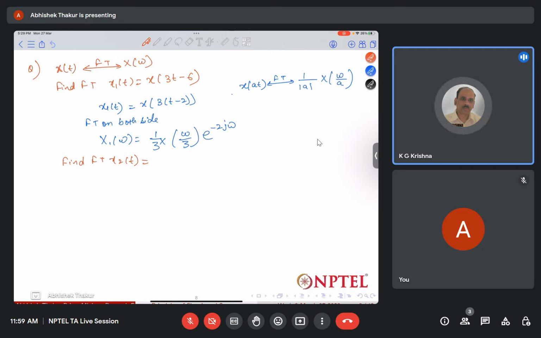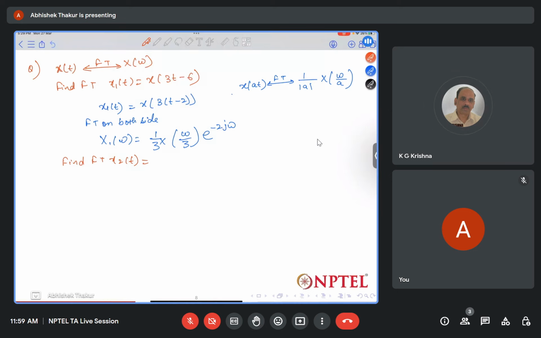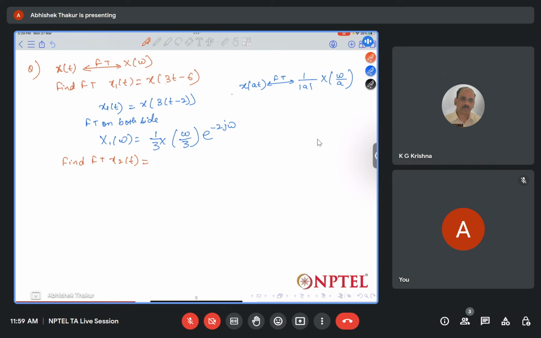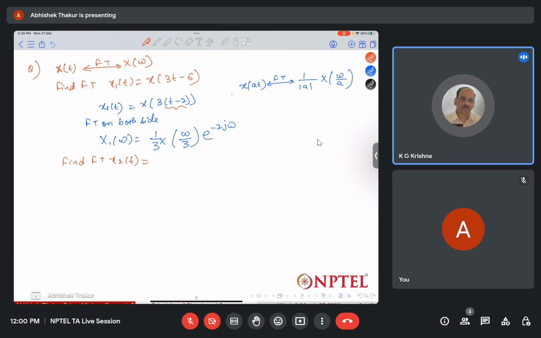See, 3t minus 6. Why can't we consider 3t first using the formula, and minus 6 as a time shift? Yeah, that also we can do. In both ways, we'll get the same answer. But when we are scaling here, we have to take three common here. Okay, you understood.